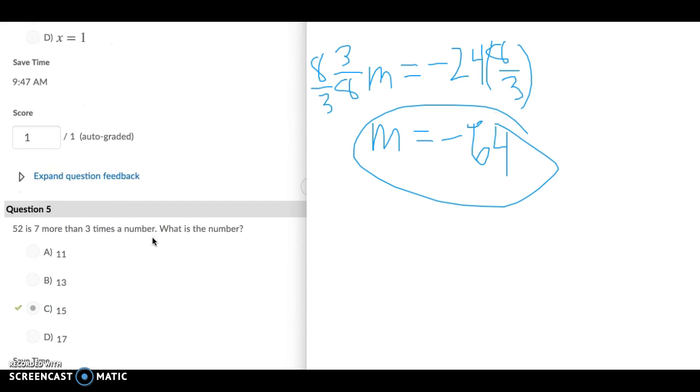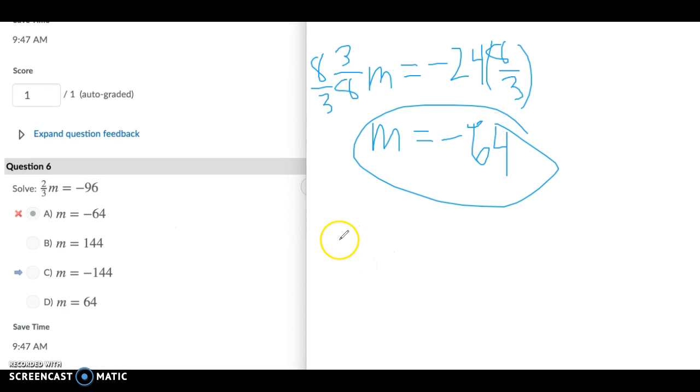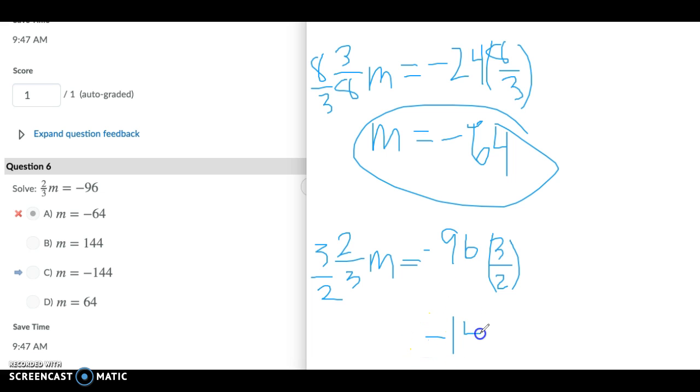The next one is very similar. It's 2/3 m equals negative 96. So it's the same type of problem, but here you're going to multiply by 3/2. You always multiply by the reciprocal. So 96 times 3 is going to be 288, and if I divide that by 2, I'll get negative 144.